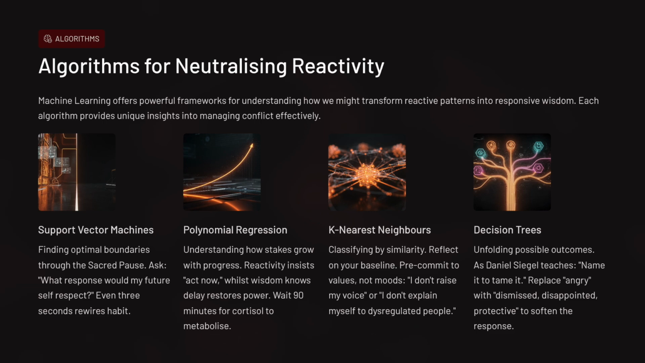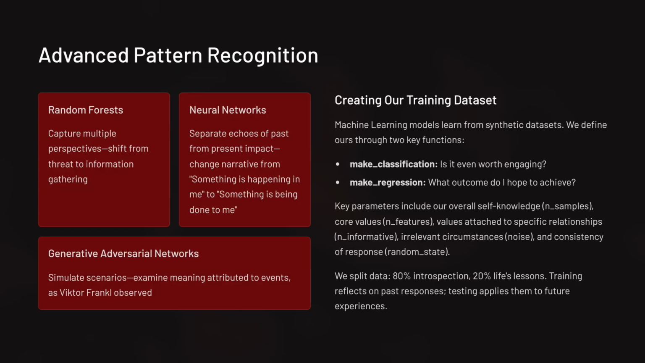Random forests capture multiple perspectives, such as changing our perspective from facing a threat to gathering information about the situation and that person's accusations, to further assess your response against their baseline and your actual relationship. Neural networks recreate the human brain's capacity to recognize patterns, very helpful when we try to separate the echo of past experiences from the impact of a present situation, allowing us to change the internal narrative from something is happening in me to something is being done to me.